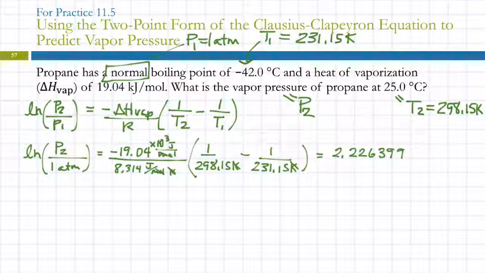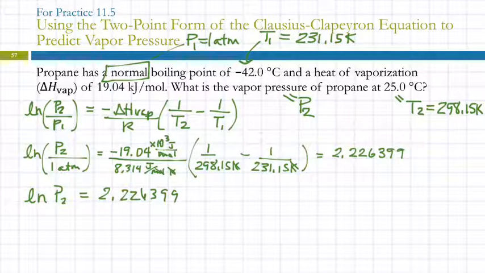Well, what is P2 divided by 1? Just P2, right? So natural log of P2 equals 2.226399. How do we find P? We have to get rid of the natural log. The opposite of natural log is anti-log, e to the x. So P2 is going to equal e to the 2.226399.